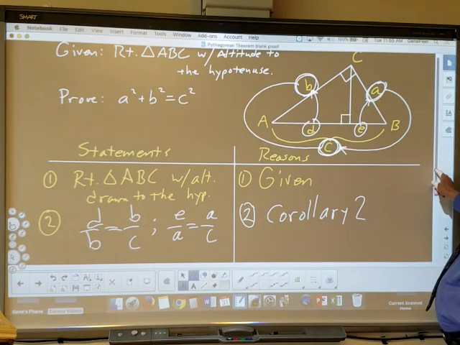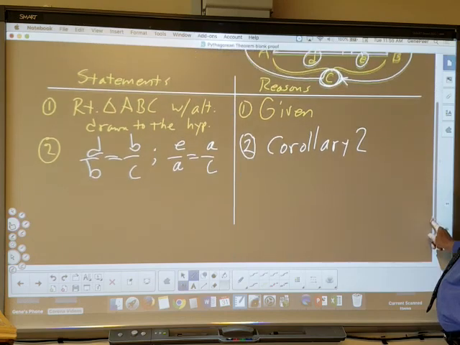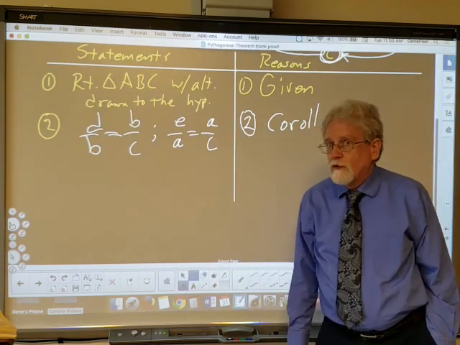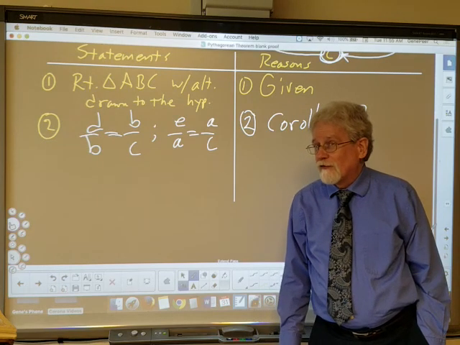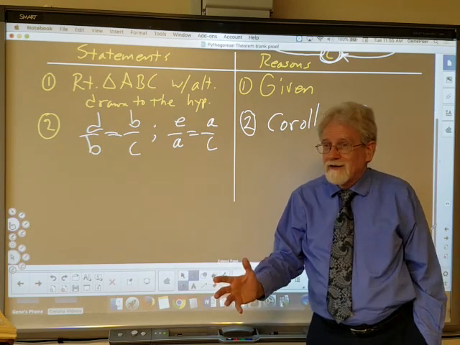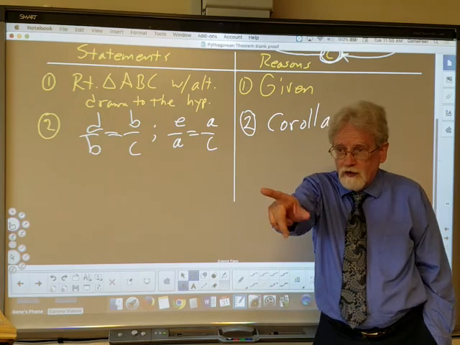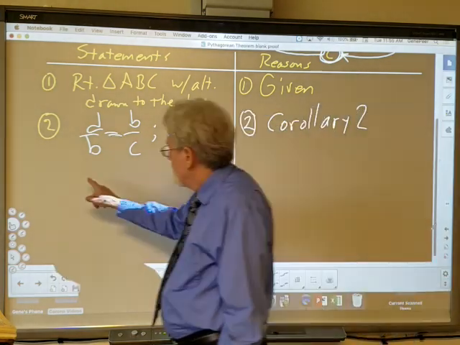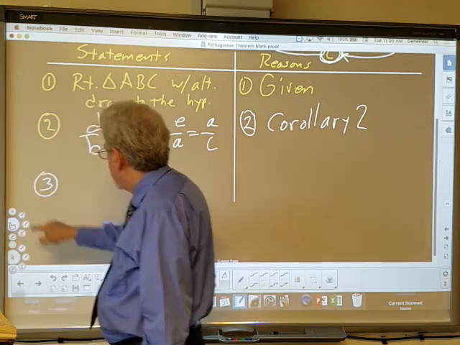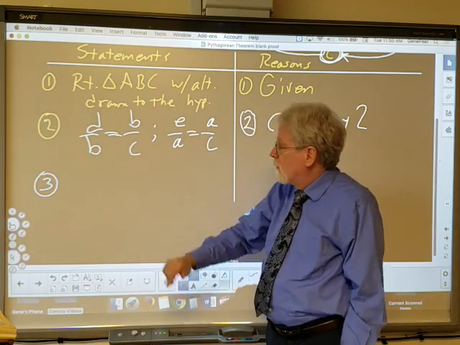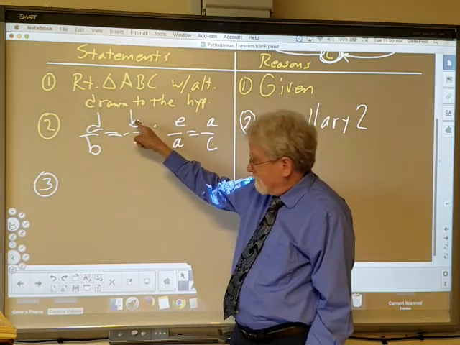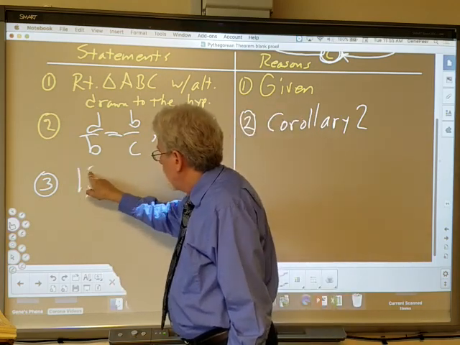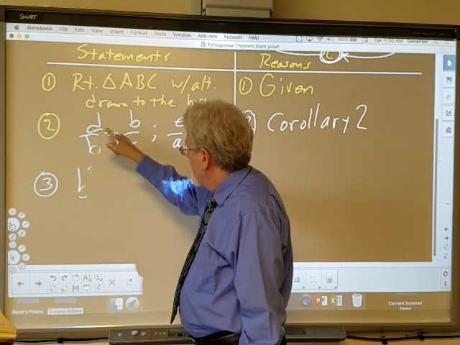Now, from there, we really don't need the diagram for the moment because we're going to do to this what we love to do with proportions. Yes, what is our favorite thing to do with proportions? Yeah, I heard like 3 or 4 of you say it all at the same time there. We will cross multiply. So statement number 3. Let's cross multiply this one. What do we get? And you got it. B squared equals DC.